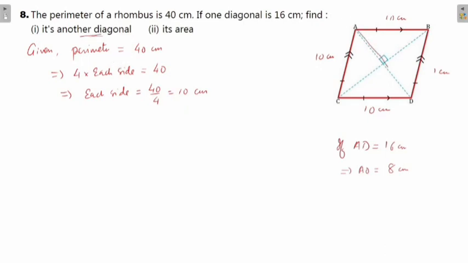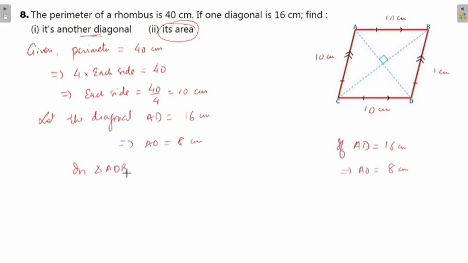Now you have one diagonal, and if you get the other diagonal, you will be able to find its area also. So what you do is let the diagonal AD equal 16 centimeter, which gives me AO equal to 8 centimeter. Again you write in triangle AOB, then use Pythagoras theorem like the earlier one and find the value of OB. So that's how you need to do this sum.